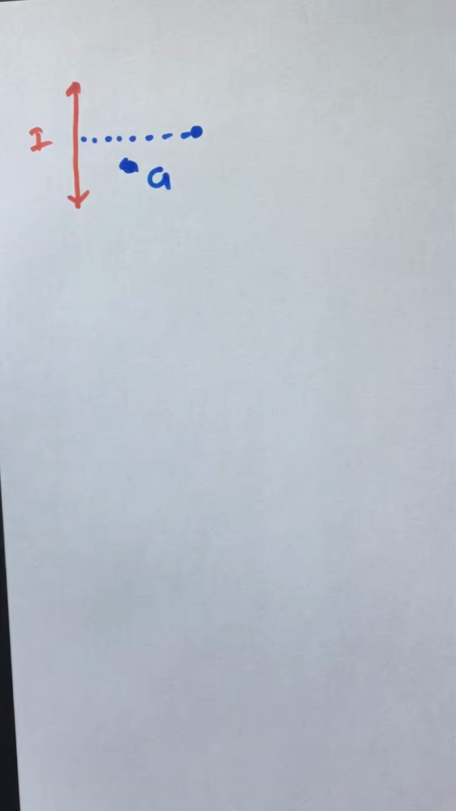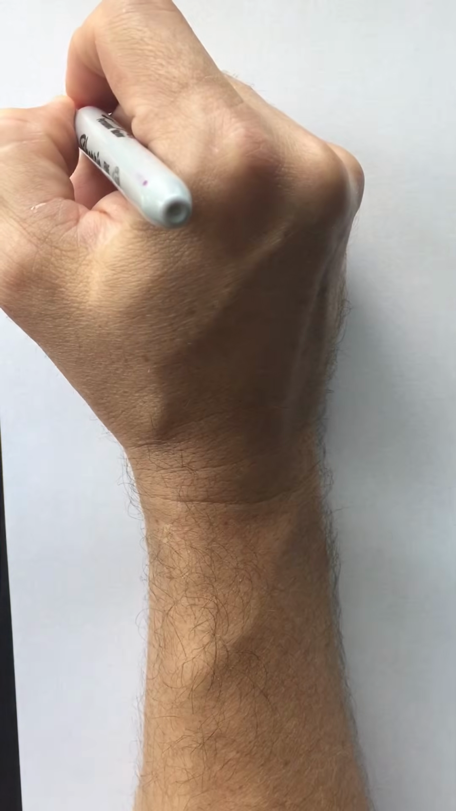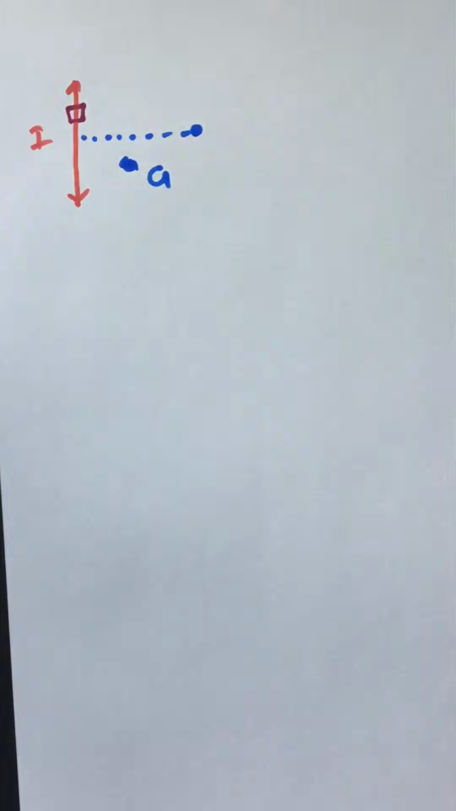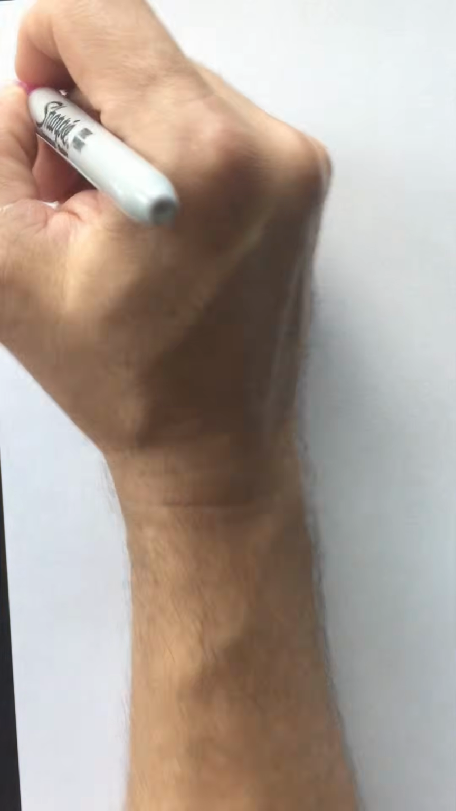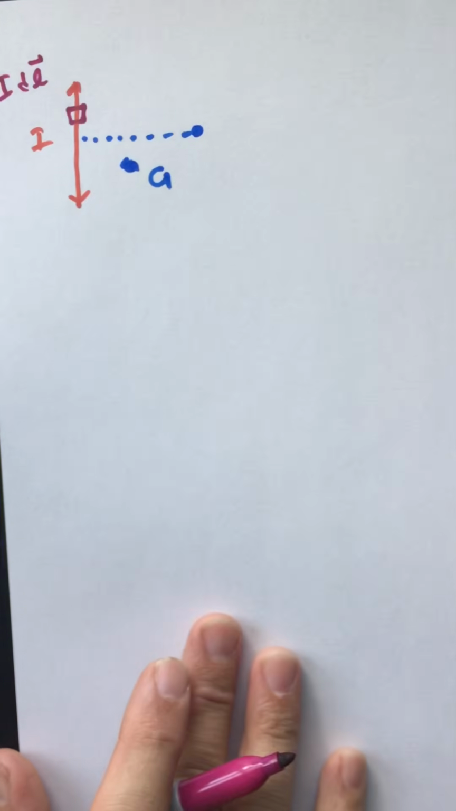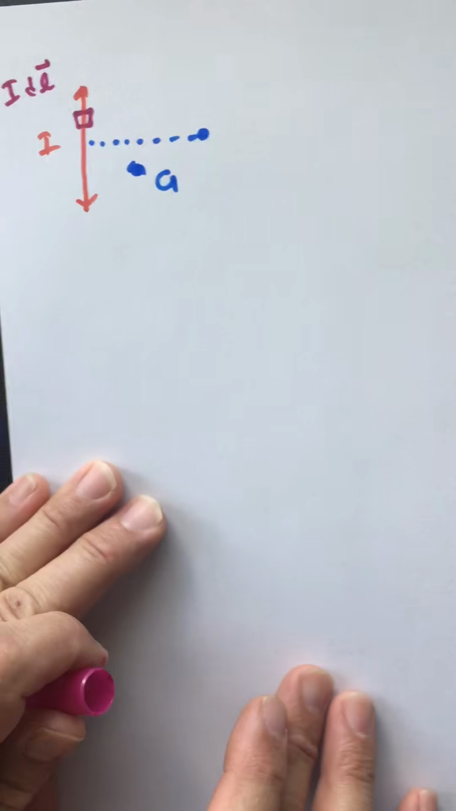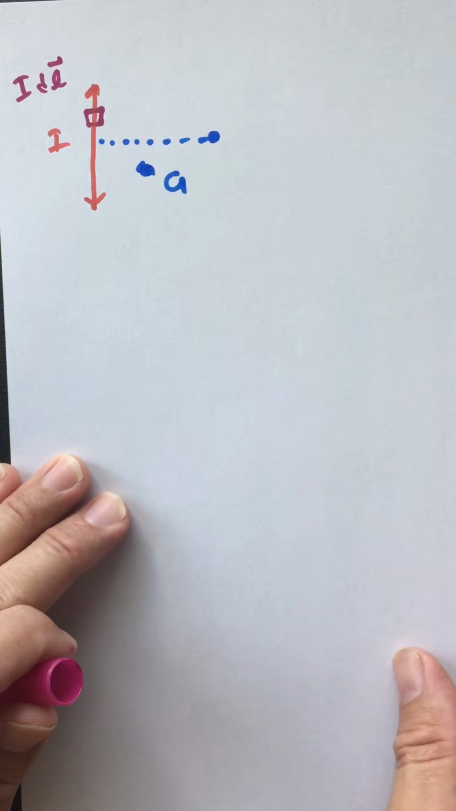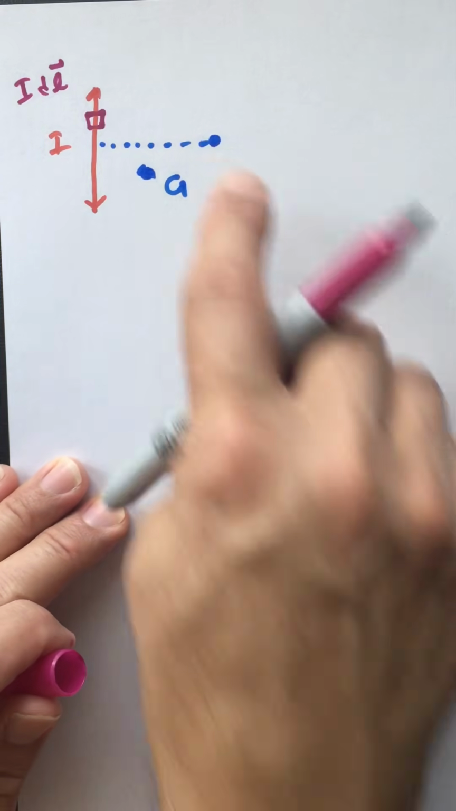Let's say there's going to be a little section of the current right here. That's going to be our I dL. I'll write that over here. I dL. Make sure you can see this. That is my little bitty segment of the current, and that is going to cause a portion of the magnetic field here at point a.